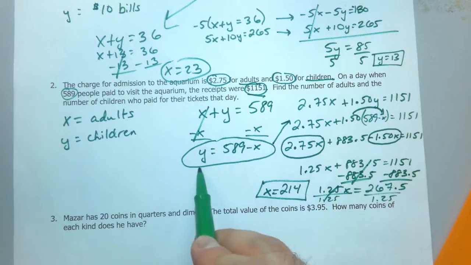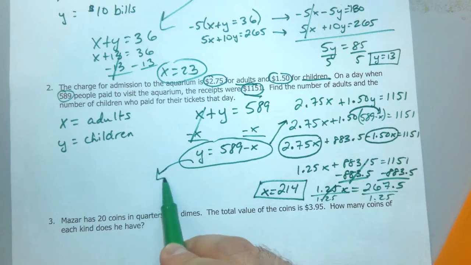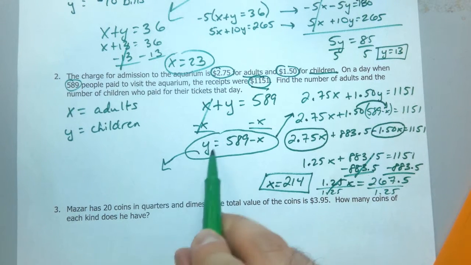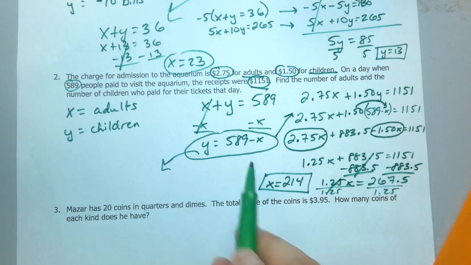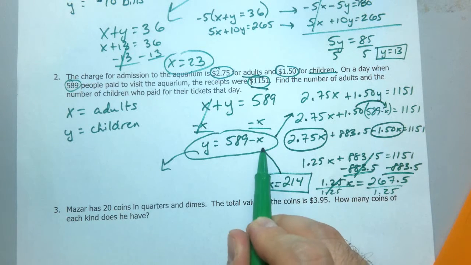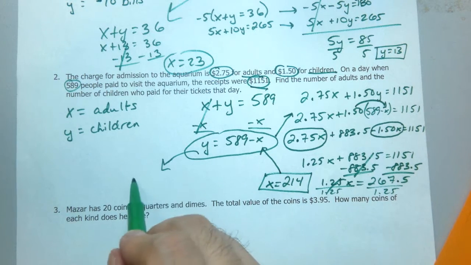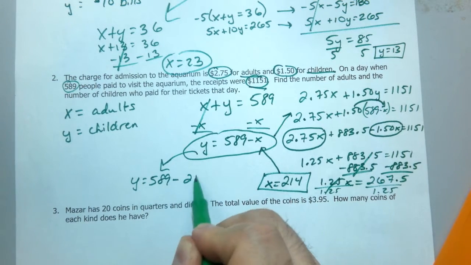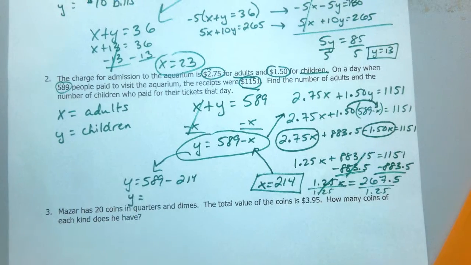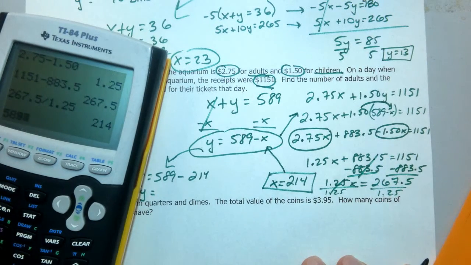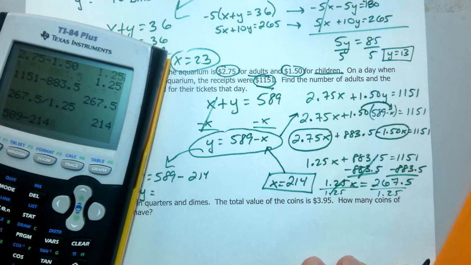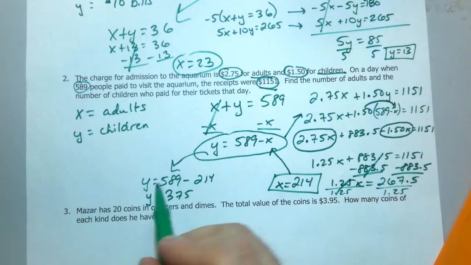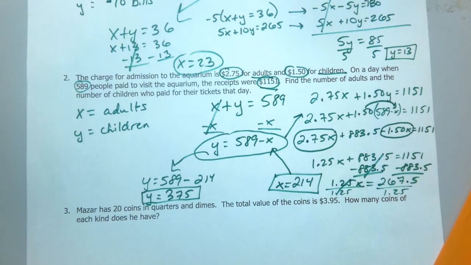So now this equation that you worked hard to get in the beginning actually turns out to be something of a little boost for you, because you need to solve y, and you have this nice little equation telling you what y is equal to, and you know what x is, so now you can plug in. So y will be 589 minus 214, so now y is equal to 375, and that would be the answer.